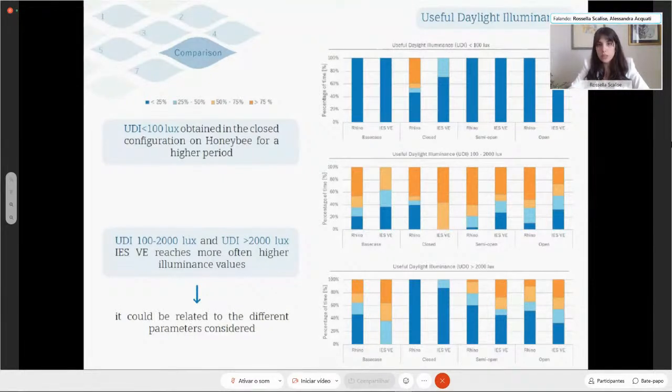The first one was the useful daylight illuminance, and in this case we reported the 3 ranges: the useful daylight illuminance lower than 100 lux, between 100 and 2000 lux, and higher than 2000 lux. For what regards the first range, a UDI lower than 100 lux was obtained in the closed configuration on Honeybee for a higher period, as visible in the first graph. Instead, from the other two, it is visible that ISV reaches more often higher illuminance values, and this could be due to the different parameters considered, which could not be changed by us.